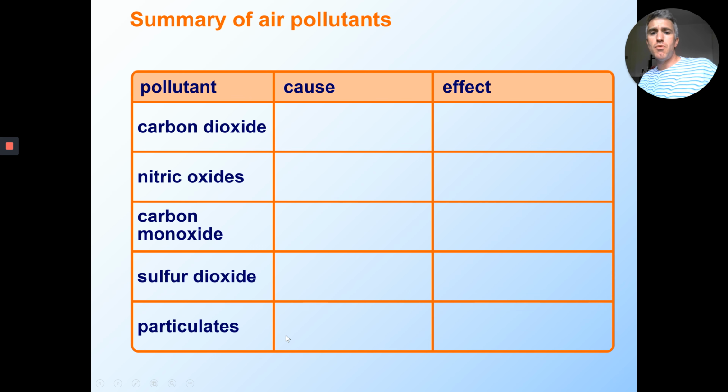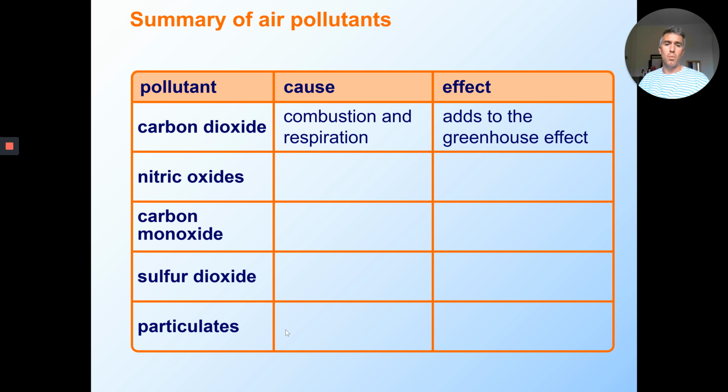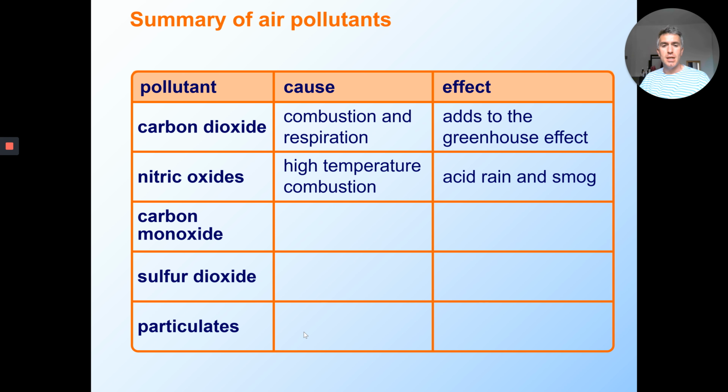Okay, so at the start you wrote down this table. Let's see how you should have filled it in. Carbon dioxide, how is it caused? It's caused by combustion and respiration. What is an issue? The effect is it adds to the greenhouse effect. Nitric oxides, they occur when there is high temperature combustion. The effect can cause acid rain and smog.